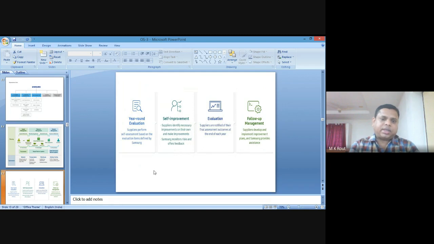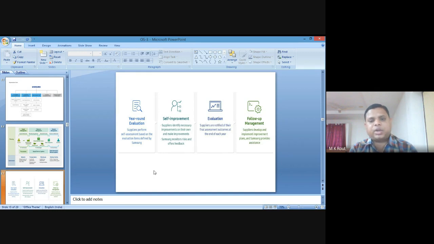The next is, in case of research and development, they have year-round evaluations from suppliers, who perform self-assessment based on the evaluation items defined by Samsung. The next is self-improvement. The supplier identifies necessary improvements on their own and makes improvements. Samsung monitors risks and offers feedback.